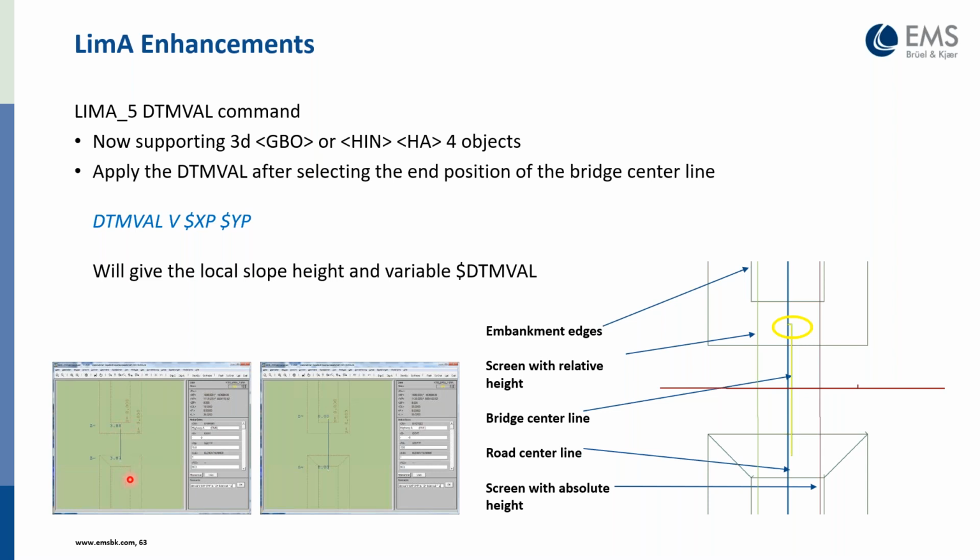So by finding out you've got this discrepancy, you can correct that and then use the DTM-val command one more time just to validate and check that you have actually placed the bridge correctly at 8 meters absolute height, so that they are aligned with the embankments. That is a very nice way of looking at it, and that's been enhanced, so it supports an additional set of objects.